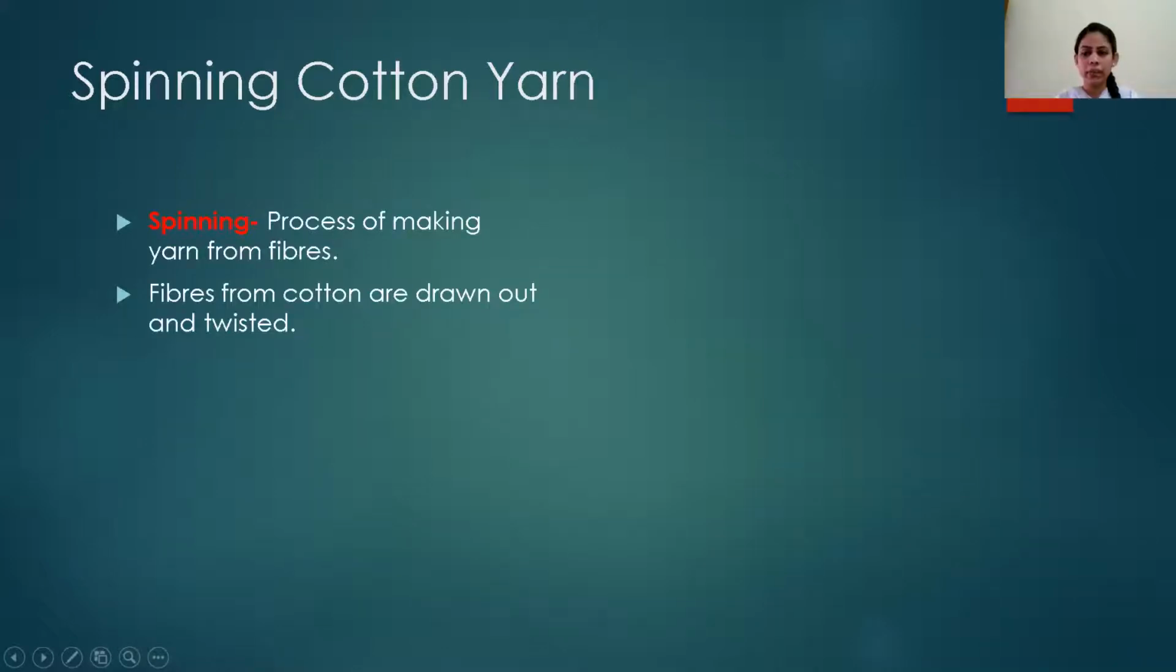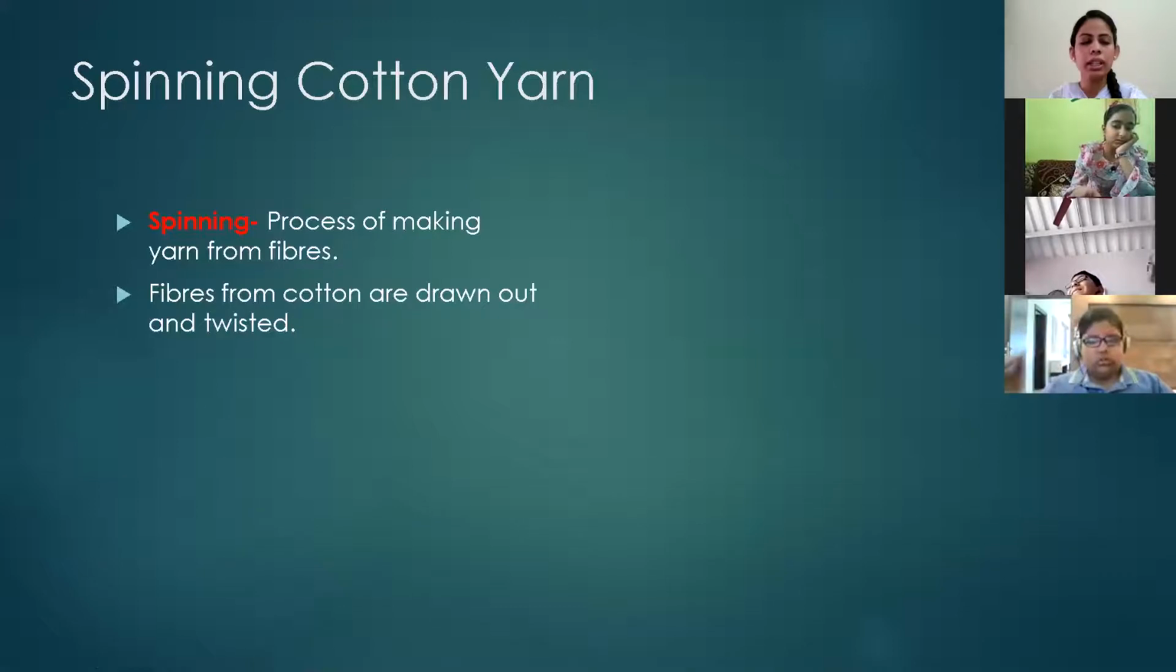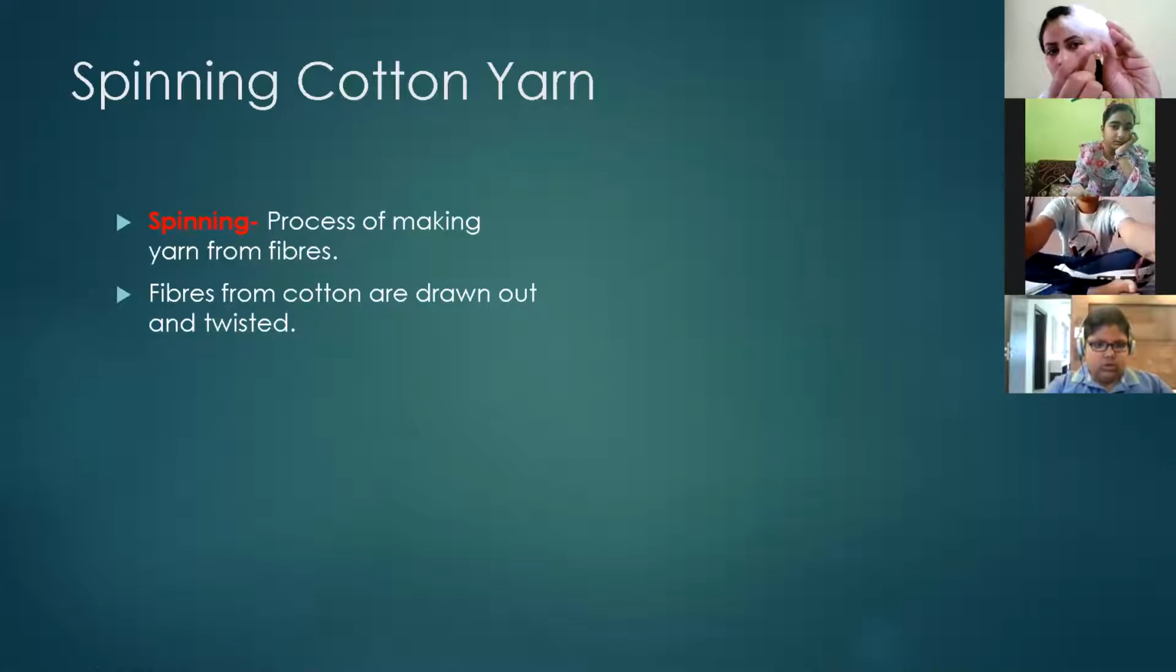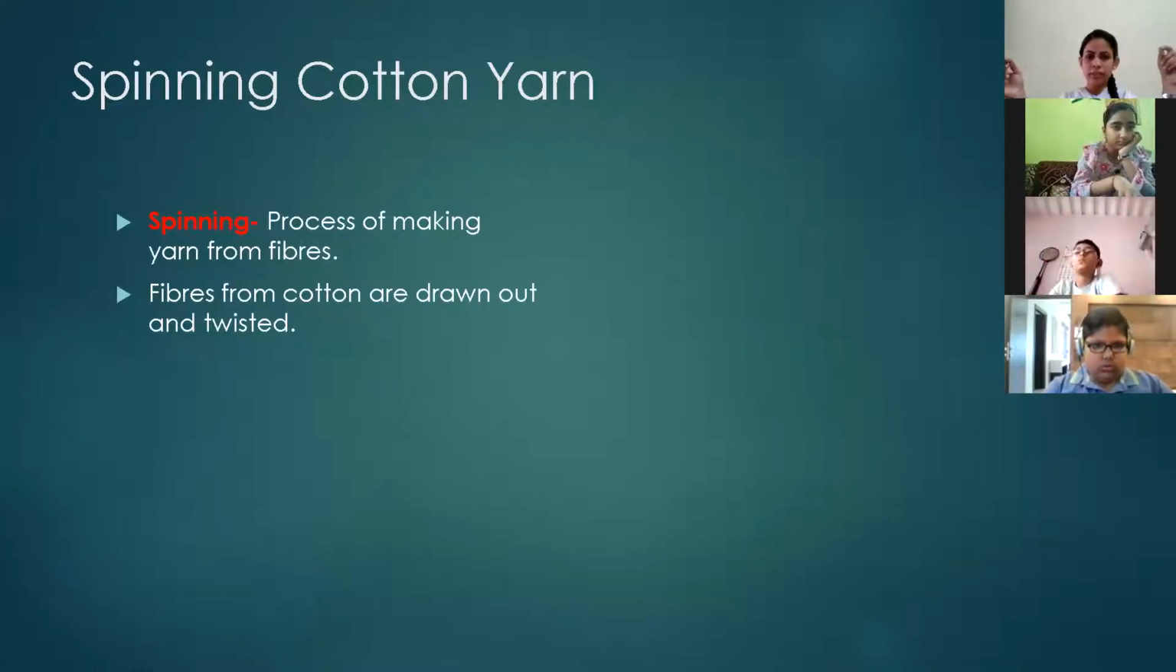So what is spinning? In the process of spinning, we form yarn from the fibers. For example, these are the cotton fibers you are able to see. From this we will form a yarn. So the process of making yarn from fibers is called spinning. In activity 4, I am reading the activity.